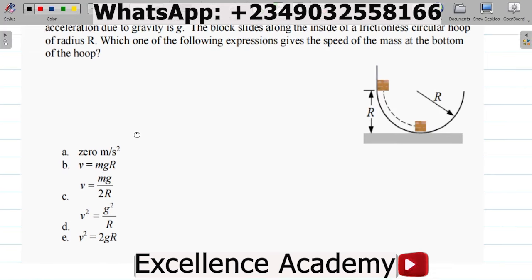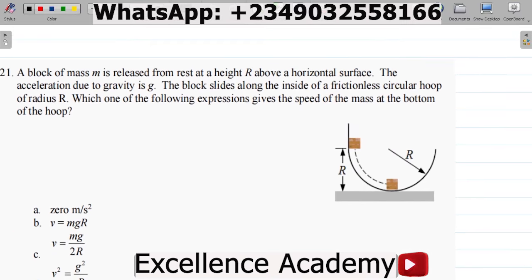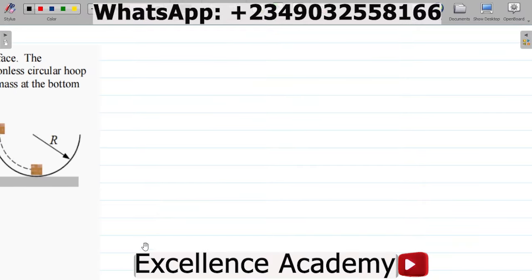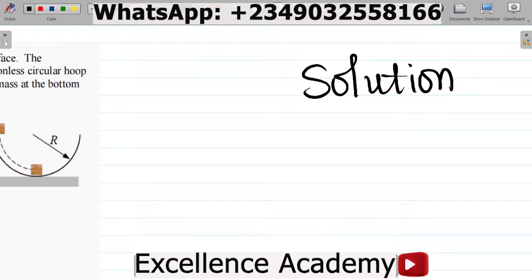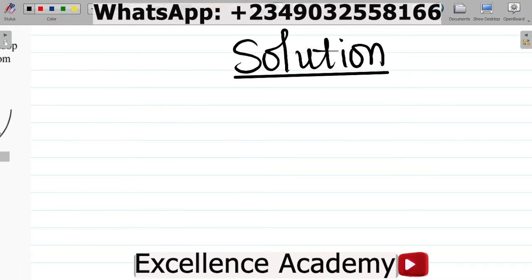Okay, you have your options there. A, 0, B, you have this, C, D, and then E, you have these options. All right, so the first thing we have there, we're given this diagram here. Let's try to reproduce this diagram. So, solution. Let's reproduce this diagram here. All right, so we have this hoop here.